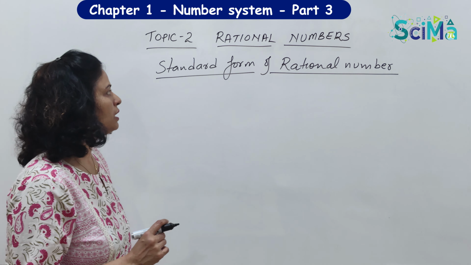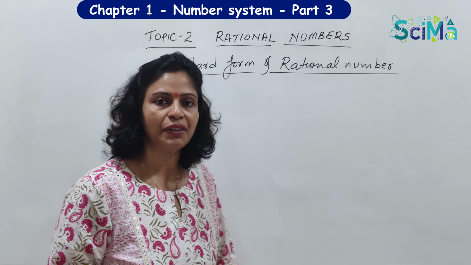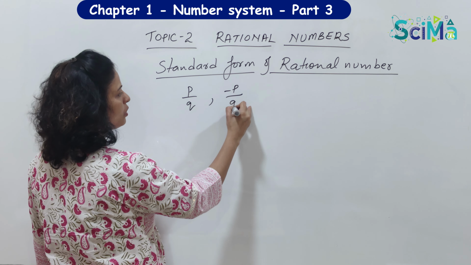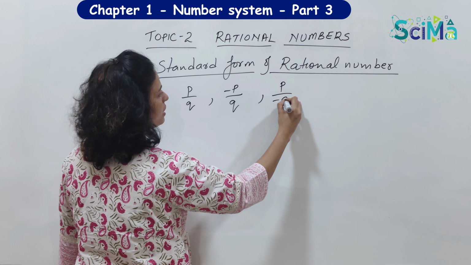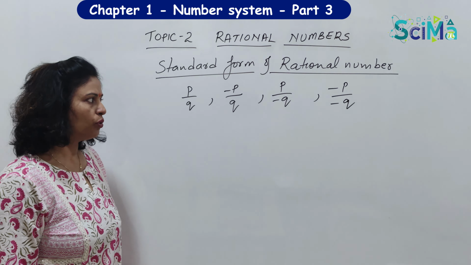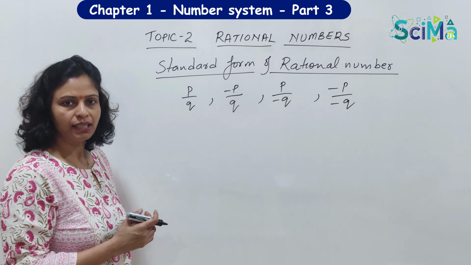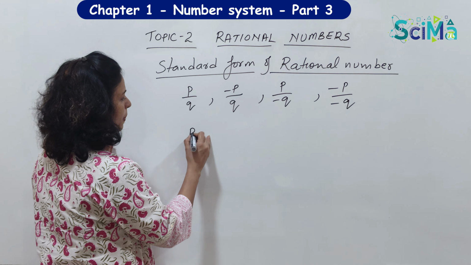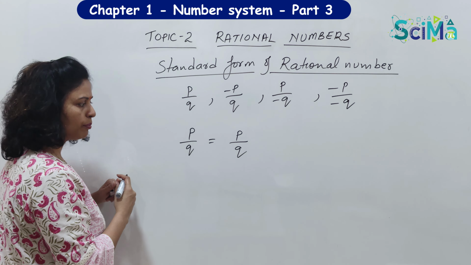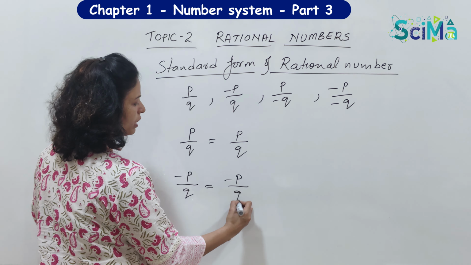The next topic we will study is the standard form of a rational number. How do we write a rational number in the standard form? I have told you already: P by Q, or minus P by Q, or P by minus Q, or minus P by minus Q. If I write these four, all are considered rational numbers. Now what do I do? P by Q, since both are positive, I can write it as P by Q. Minus P by Q, here the numerator is negative, we don't make any changes.